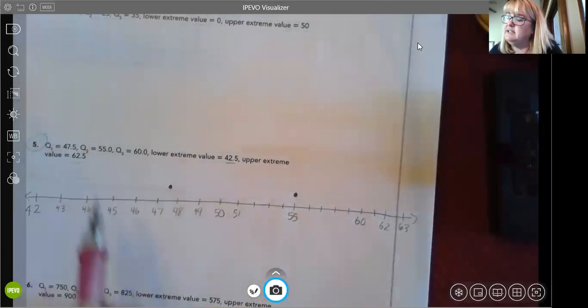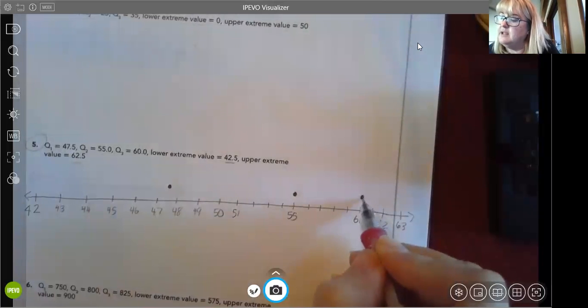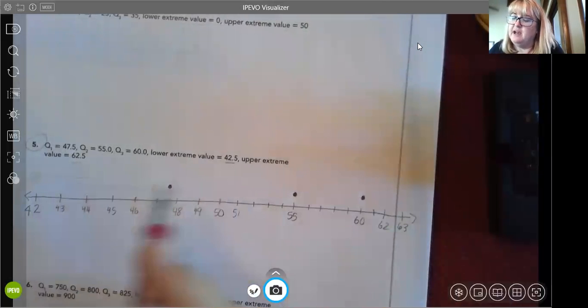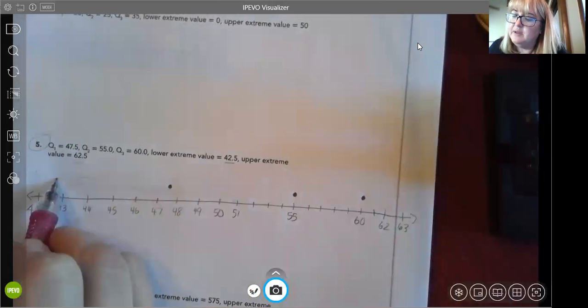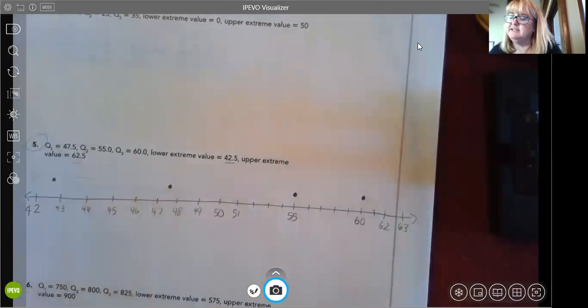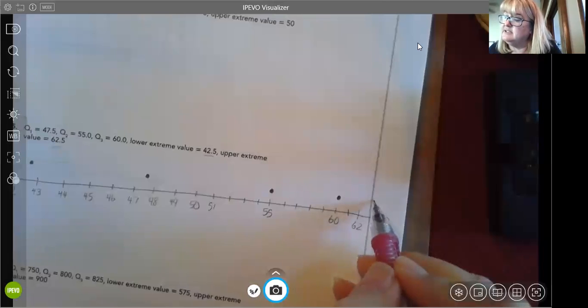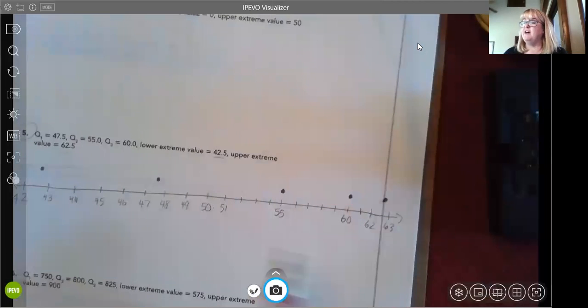Q3 is 60.0, right there. The lower is 42.5, which should be down here between 42 and 43. And the upper is 62.5, which would be between 62 and 63. Okay, I've got my 5 points.